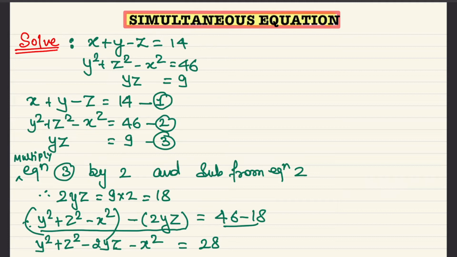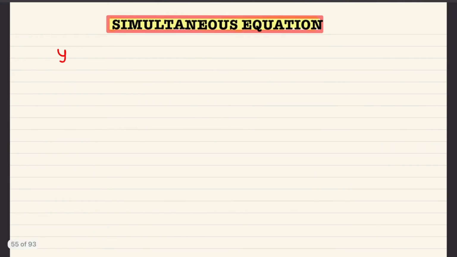Now this is y square plus z square minus 2yz. You know the identity a minus b whole square equal to a square minus 2ab plus b square. If it is a plus b whole square, then I'll use a square plus 2ab plus b square. And for a minus b square, I will use a square minus 2ab plus b square. So this can become y minus z whole square minus x square equal to 28.